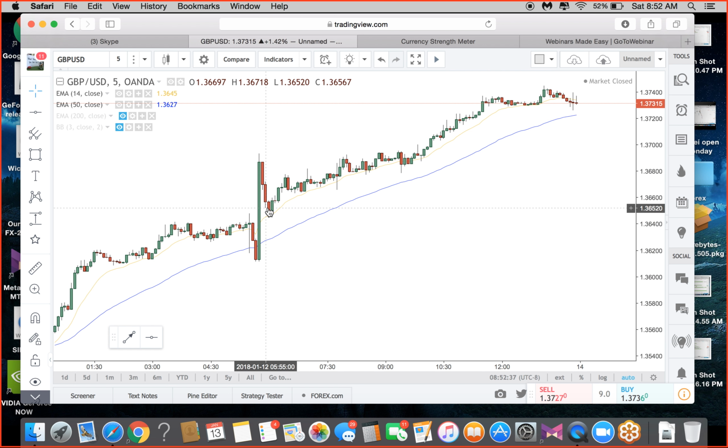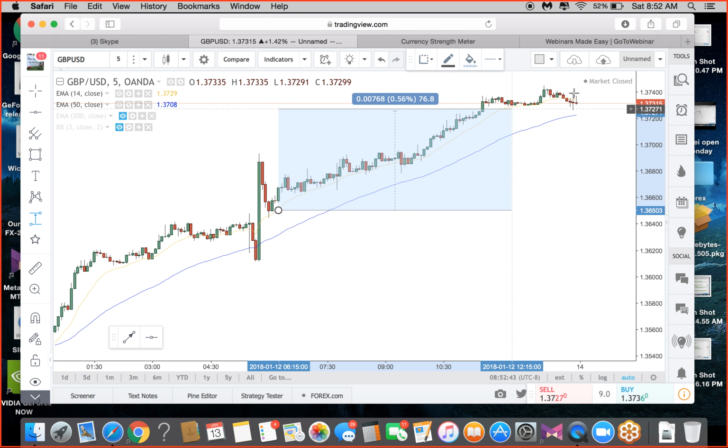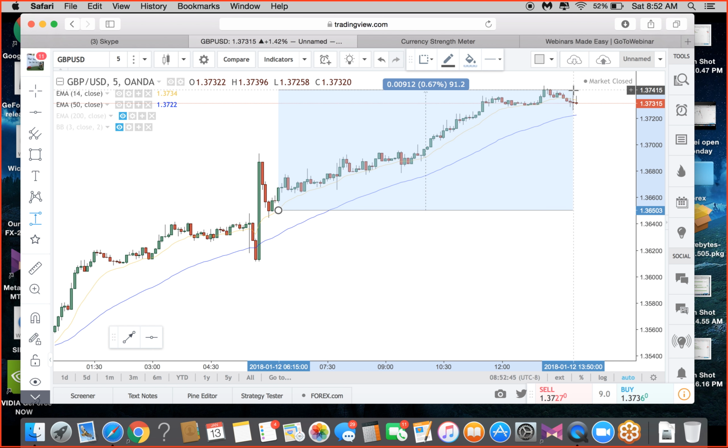So here's the new spike. Price pulls down. By 6 a.m., it starts to go back up, and then you can see all day, all it did was go bull. Nearly 100 pips, literally from 6 a.m. until market closed, 2 p.m. in the afternoon. Nearly went up 100 pips.